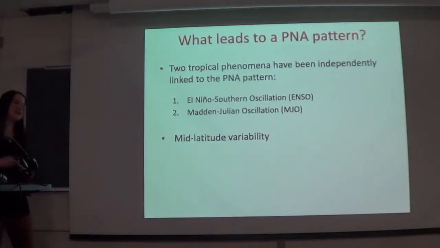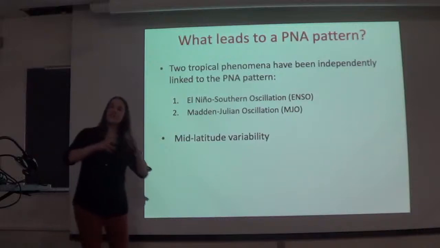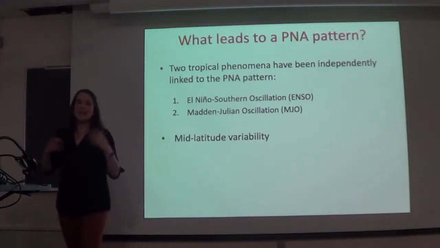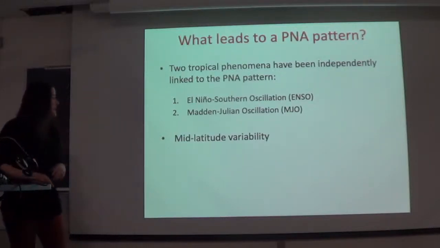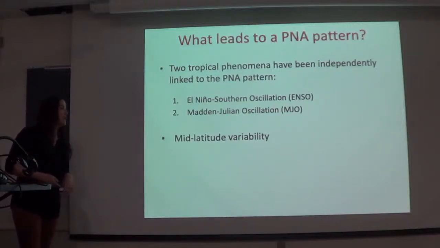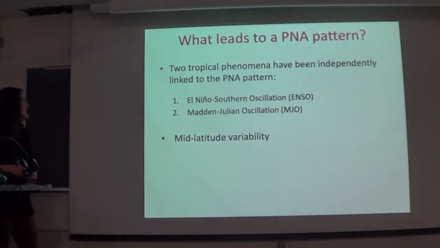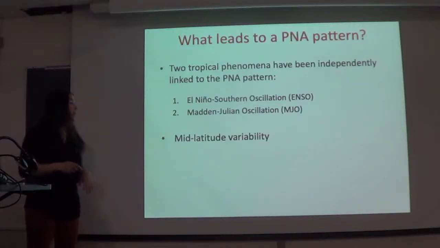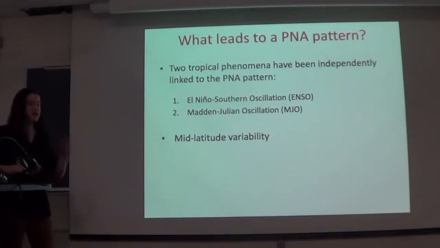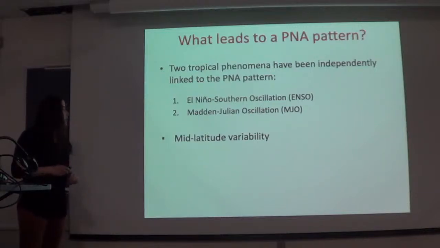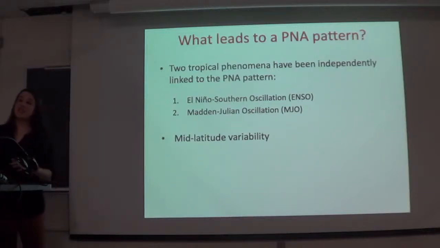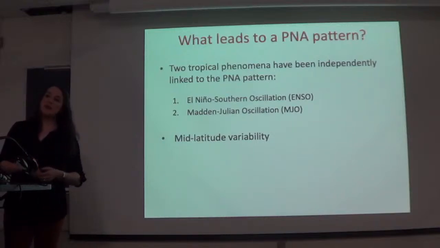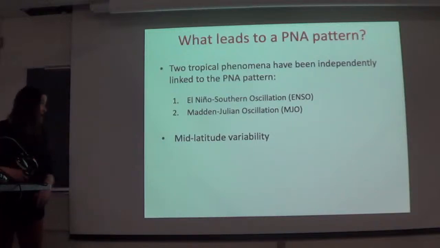Okay, so prior to this work, we of course dug into the literature and asked the question, what has been done to understand what leads to the PNA pattern? So what we found is that there's been a few phenomena that have been independently linked to the PNA pattern. In the tropics, there's two tropical phenomena. One is the El Niño-Southern Oscillation, or ENSO, and the other is the Madden-Julian Oscillation, or MJO.